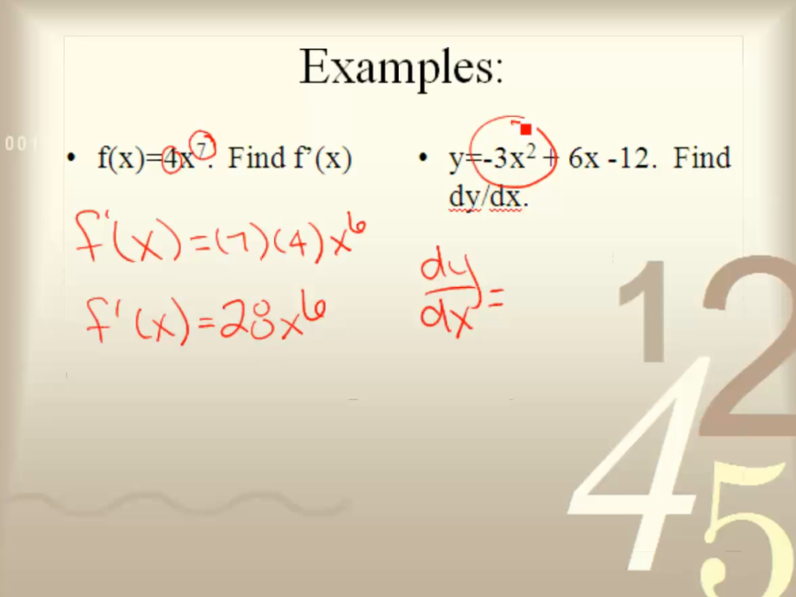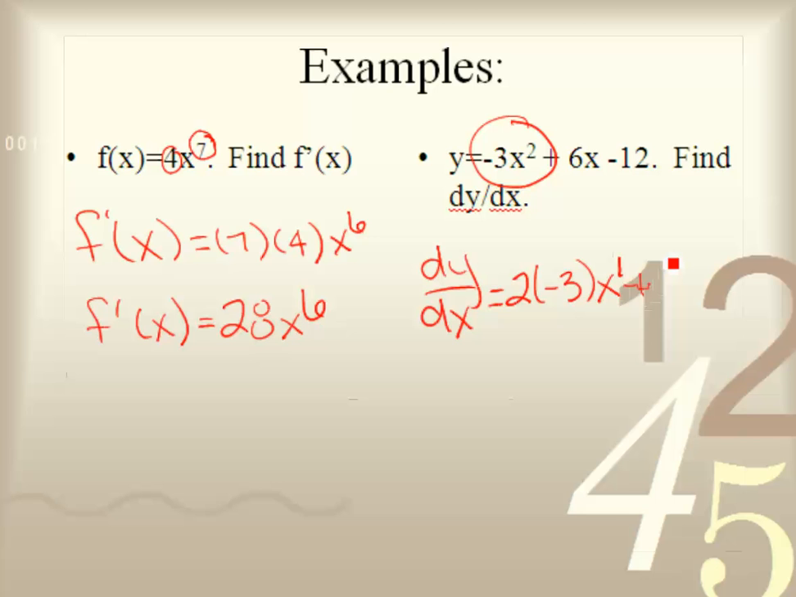So first we'll look at the negative 3x squared. The exponent of 2 comes down and multiplies by the negative 3. So we'll have 2 times negative 3. We used to have x to the 2nd. We're going to reduce that by 1, so that would be x to the 1st. And obviously, we can just leave that as x.